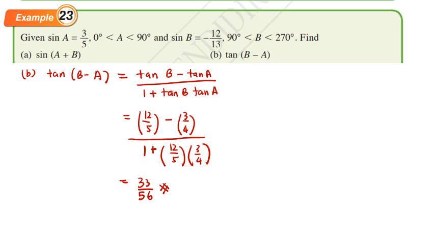Senang je kan? So tips for this question, you need to understand how you want to elaborate your information given.